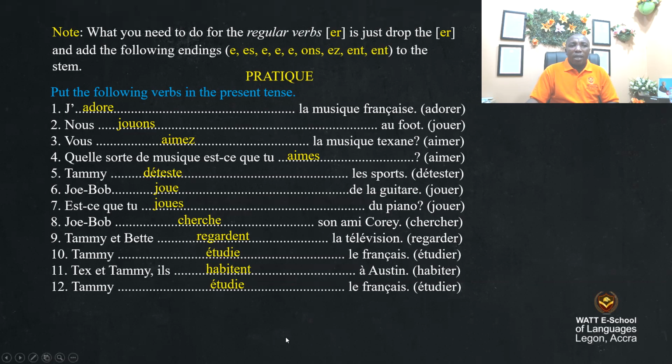All right, this is the end of the lesson on first group verb. In the next lesson, we shall have a look at the group 2 verbs.